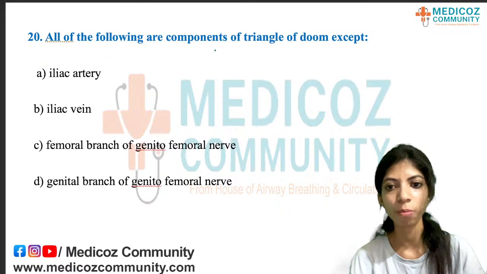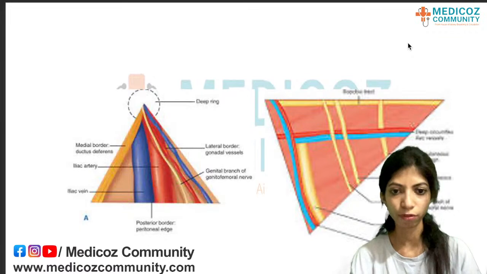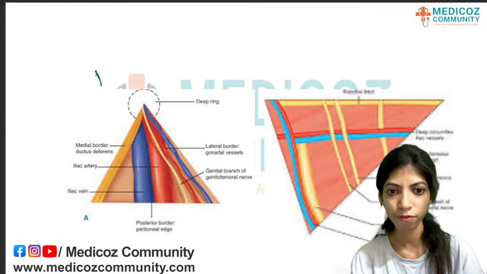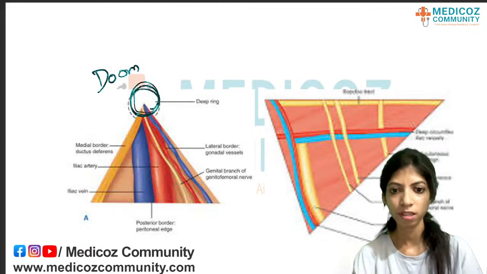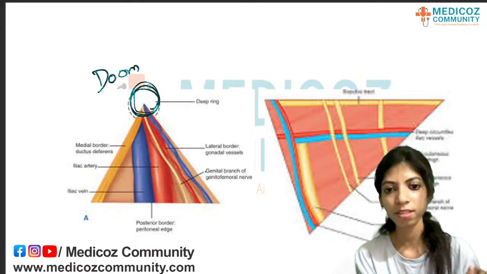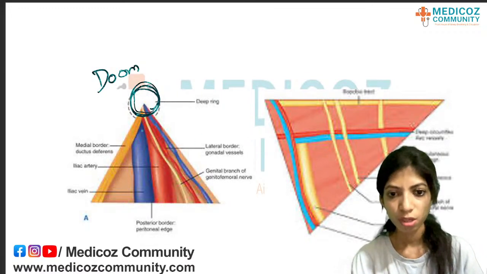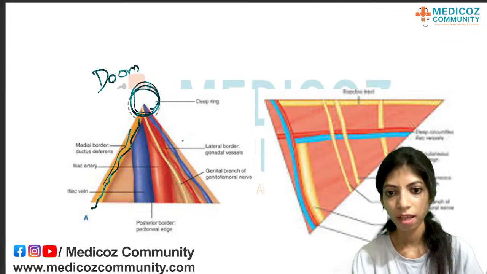All of the following are components of the triangle of doom except. So let's see what is this triangle of doom. This is your triangle of doom. The apex is near the deep inguinal ring. So when you do your laparoscopic hernia operations, you might enter this triangle and rupture these vessels. So you should be careful when you're doing your laparoscopic hernia repairs. So what are these? The borders are formed by the vas deferens and the gonadal vessels.